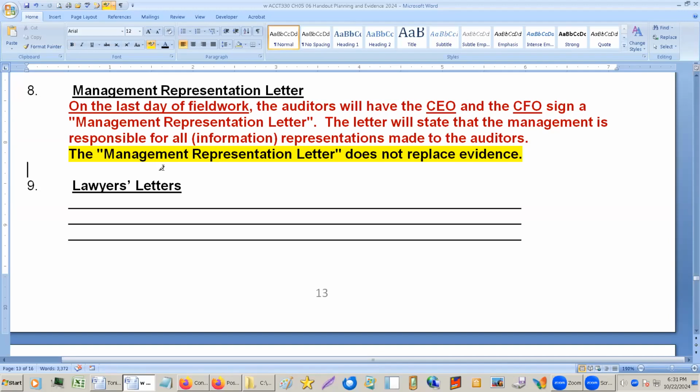So the management representation letter, generally speaking, is there to make sure that they've given you everything and that they are going to put their name on that they have given you everything.